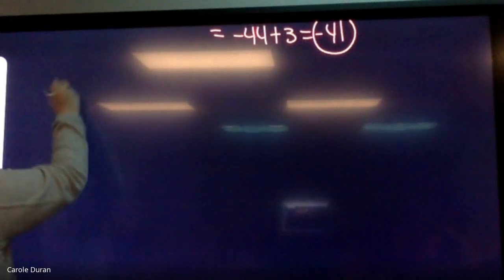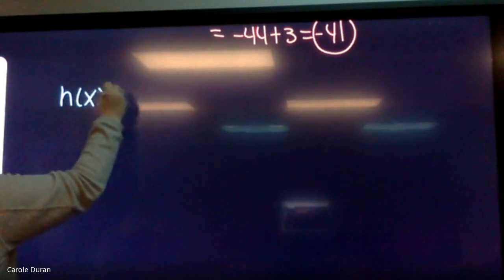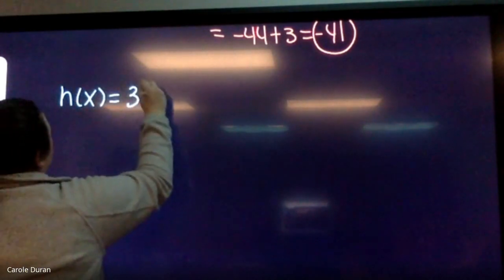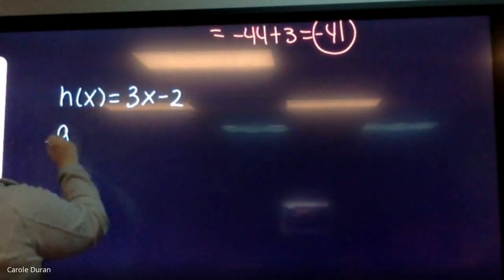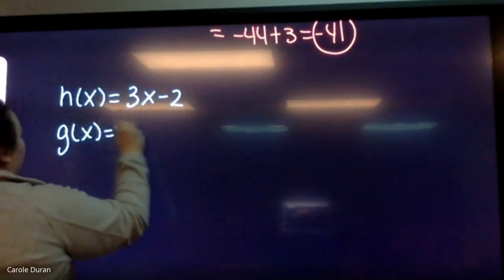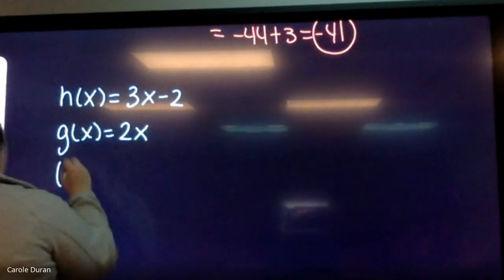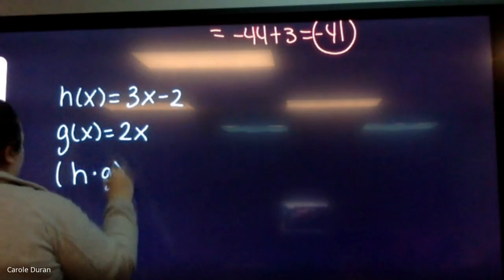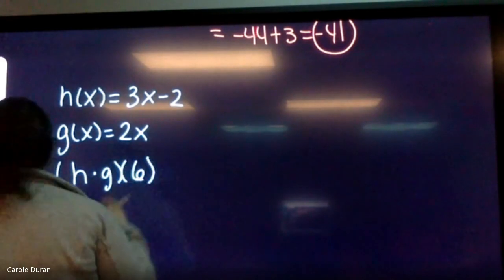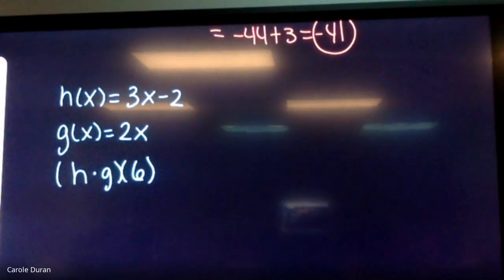So in this one, I have 2 functions, h and g. My h function is 3x minus 2. My g function is 2x. And I would like to find h times g solved at 6. So h times g of 6. Again, I'm going to solve it the way that we multiply the functions together the way they are, simplify it, and then plug the 6 in.